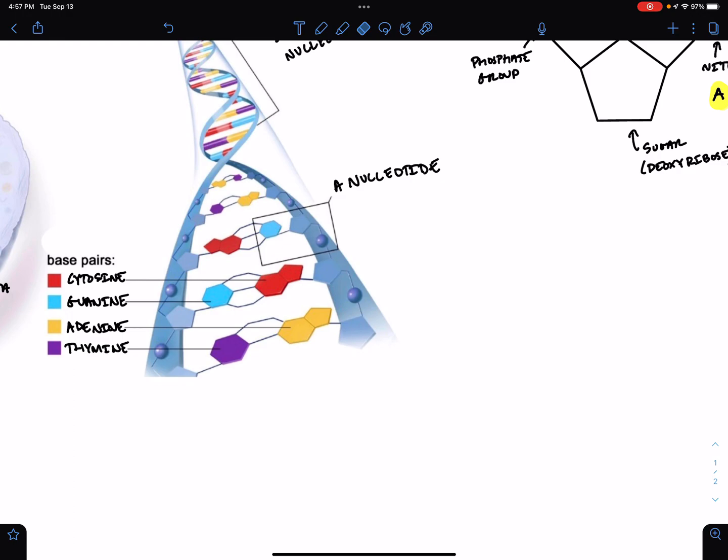This is super important because it means that if I only give you one side of a molecule of DNA, you can predict with 100% accuracy what the other side of DNA is going to be.